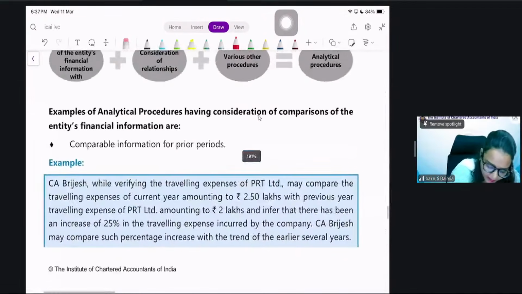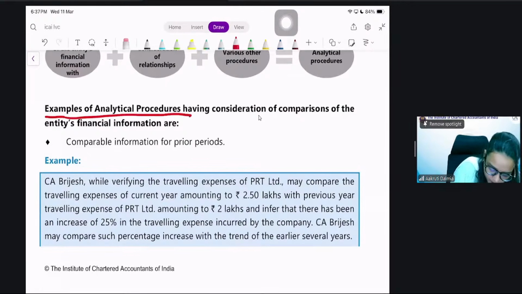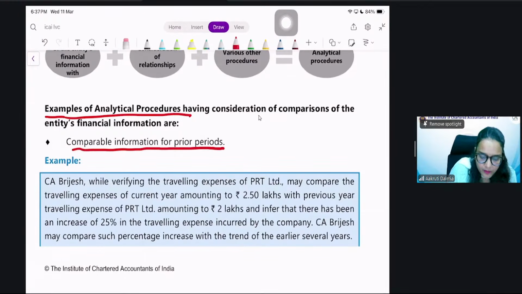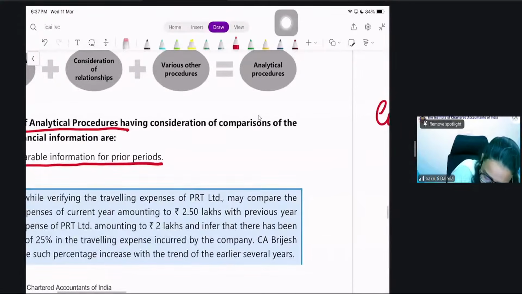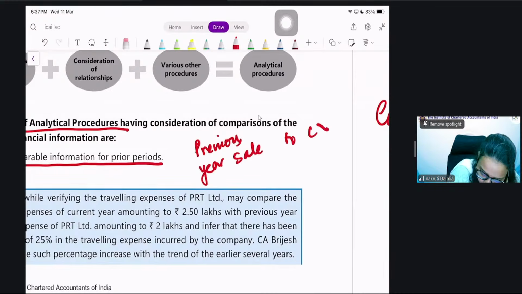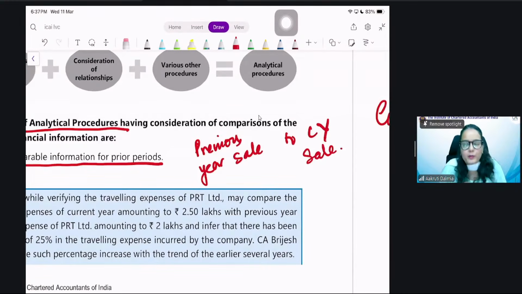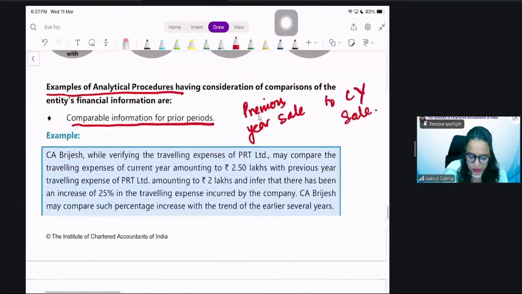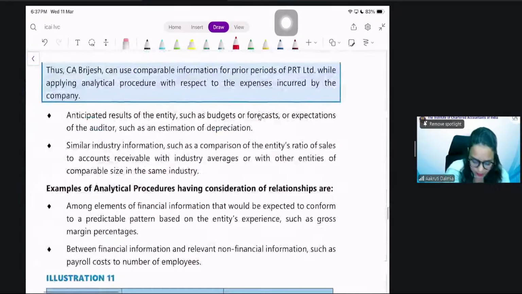Now come to this, examples of analytical procedures. So if I compare previous year sale to current year sale, is that an analytical procedure, students? If I'm comparing last year sale to current year sale, it is a simple analytical procedure. Okay. We'll do this example later on. Let me first finish this.